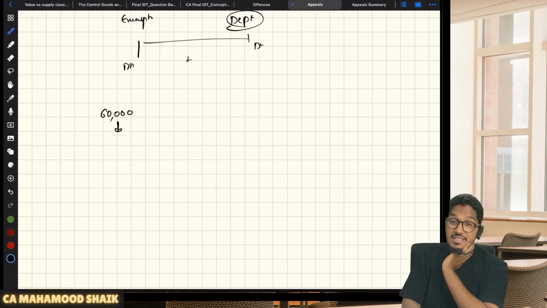you have deposited. 6 lakh is the disputed amount with the appellate authority. 60,000 you have deposited as pre-deposit when you went to the appellate authority. When you are going to the appellate tribunal, you deposit another 50,000.